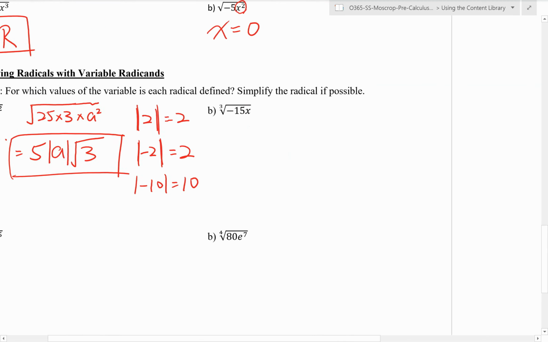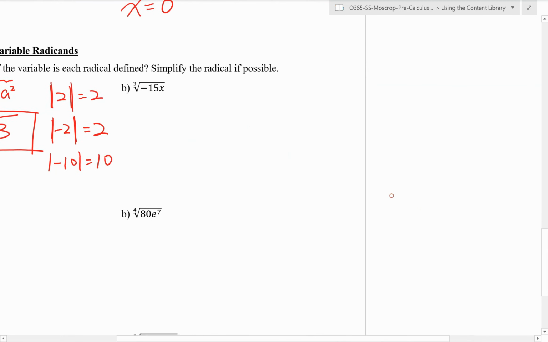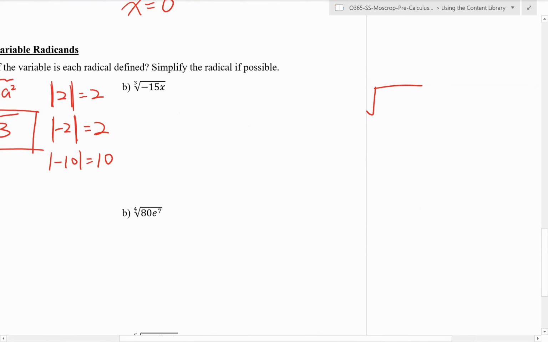Let me do it on the side right here. Let me give you an example. Let me just say square root of a squared. If you think this is just a, then it's actually wrong, and here's the reason why. Let's give an example here. Let's say a is 2.